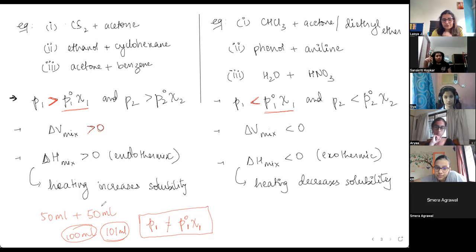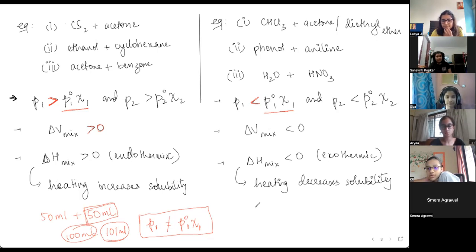Okay, so the stronger interaction was supposed to make it 50, but if they're pushing each other away, it goes a little more than 50 because of the weaker interaction. So overall volume increases.